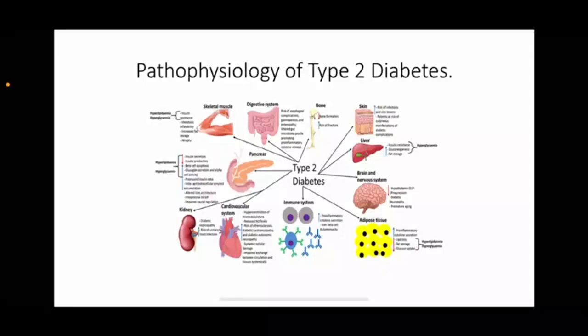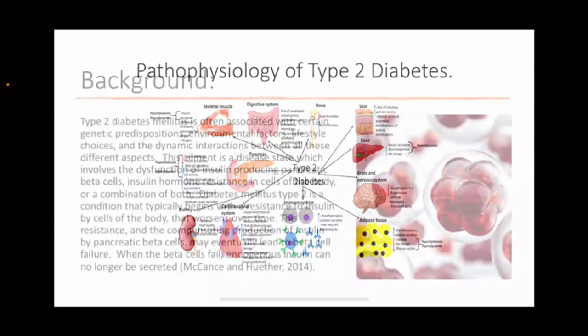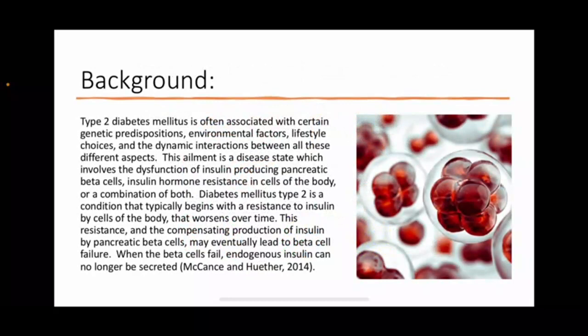Hello everyone. This video presentation will be on the pathophysiology of type 2 diabetes. A quick background of type 2 diabetes is that it is associated with certain genetic predispositions, environmental factors, lifestyle choices, and the dynamic interaction between all these different aspects. The ailment is a disease state which involves the dysfunction of insulin-producing pancreatic beta cells, insulin hormone resistance in cells of the body, or a combination of both.